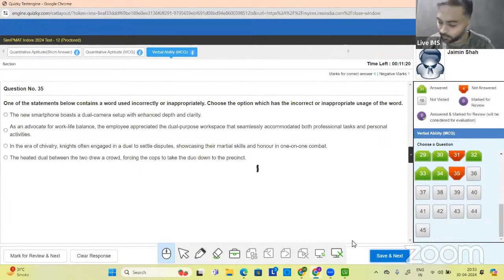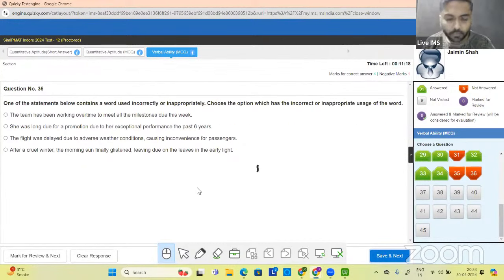The team has been working overtime to meet all the milestones due this week. She was long due for a promotion due to her exceptional performance in the past 6 years. The flight was delayed due to adverse weather conditions, causing inconvenience for the passengers.